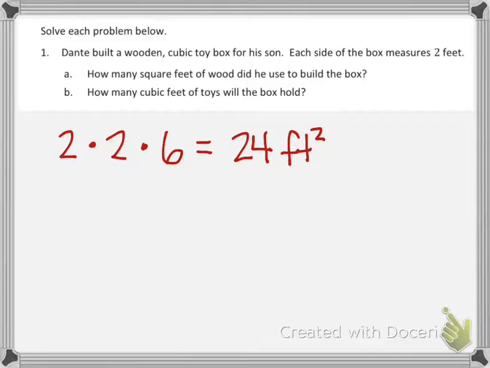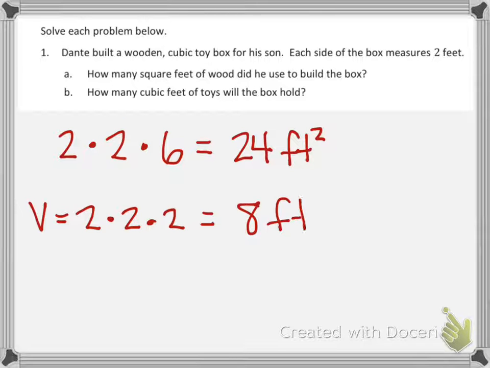And then the question is, how many cubic feet of toys will the box hold? Well, this is volume, so the box is 2 foot by 2 foot by 2 foot. 2 times 2 is 4, and 4 times 2 is 8, so it will hold 8 cubic feet of toys.